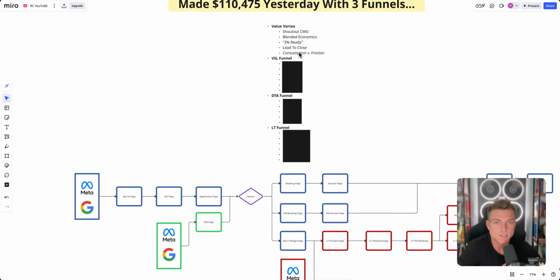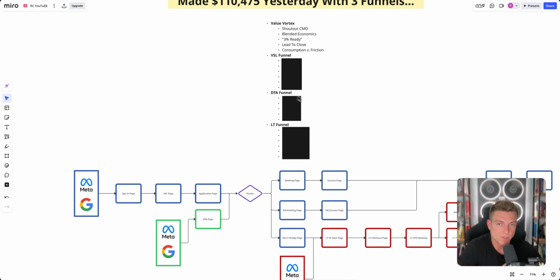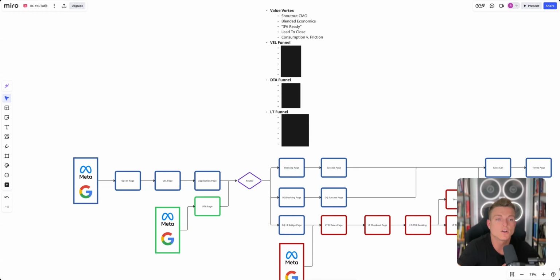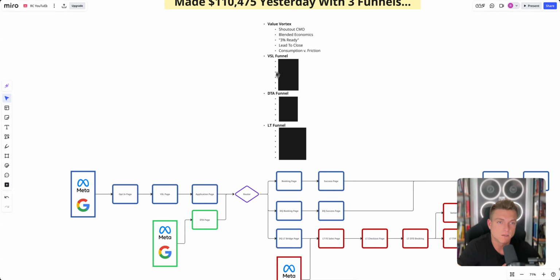Okay. So the lead to close on this style of funnel for the VSL, I'm going to go through them each individually, but the lead to close on our main is like 20 plus days. Okay. Consumption versus friction. I'm going to break that down between each one of these, but it is huge. There's such a big difference between consumption and friction on all 3 of these individually, but when they work together, the blended economics are like insanely good.